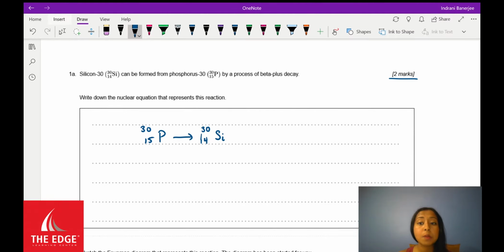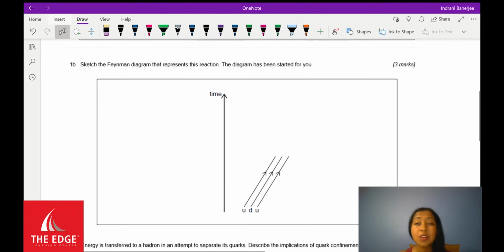Note that the atomic number will decrease by 1 because a proton here is decaying into a neutron, emitting a positron, which has a charge of +1 and has a mass of 0, plus an electron neutrino. Now you don't really need that subscript, but it's a good idea to put it in.